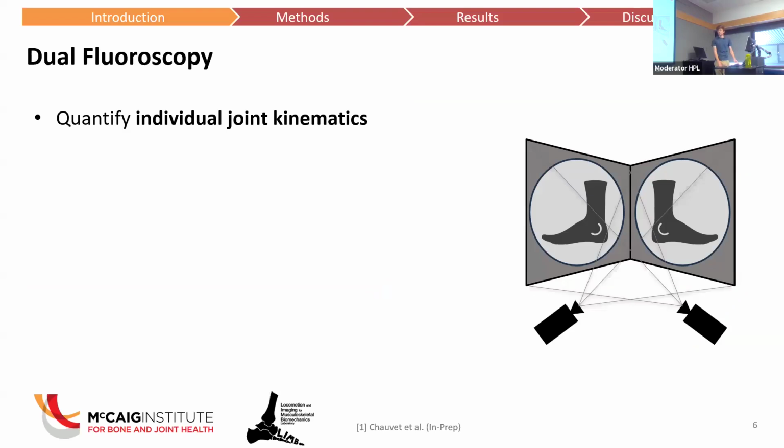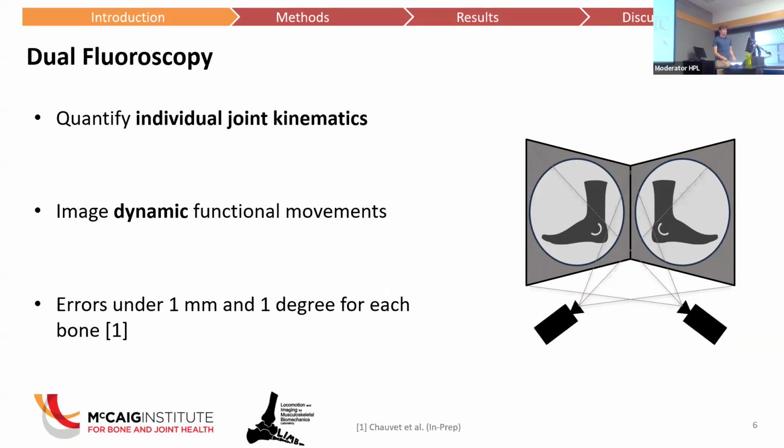To study this, we're going to use dual fluoroscopy. Dual fluoroscopy can quantify individual joint kinematics using two orthogonal X-ray systems. So we can image dynamic functional movements of the body, and this provides errors of 1 millimeter and 1 degree for each bone that we want to track through those frames.